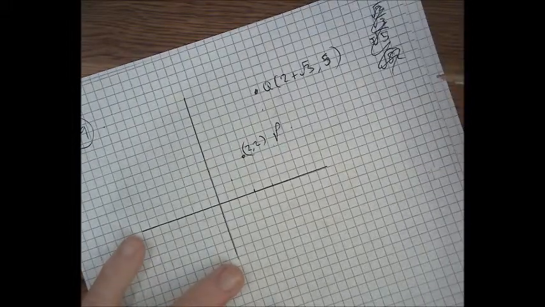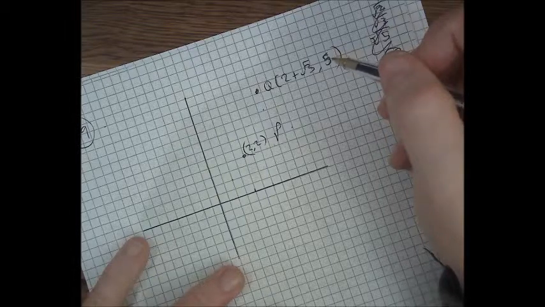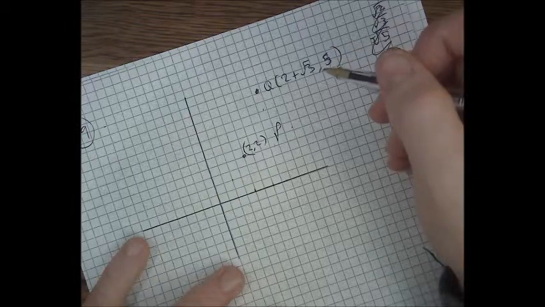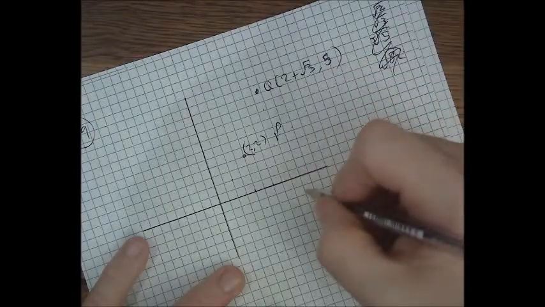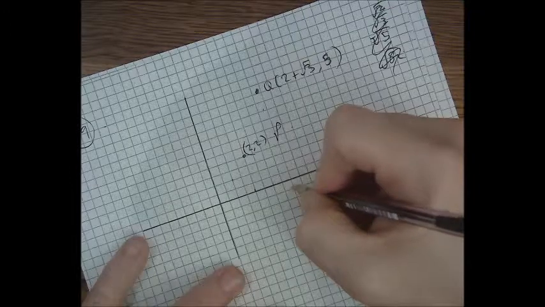And finally, 2 minus root 3, comma 5. Very important to spot coincidences like that.